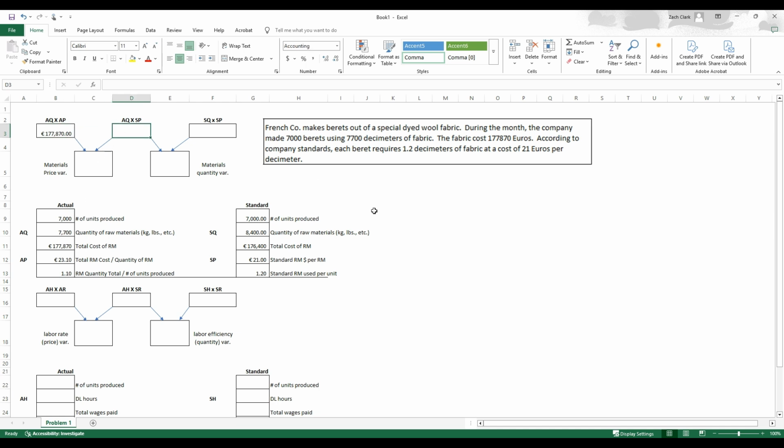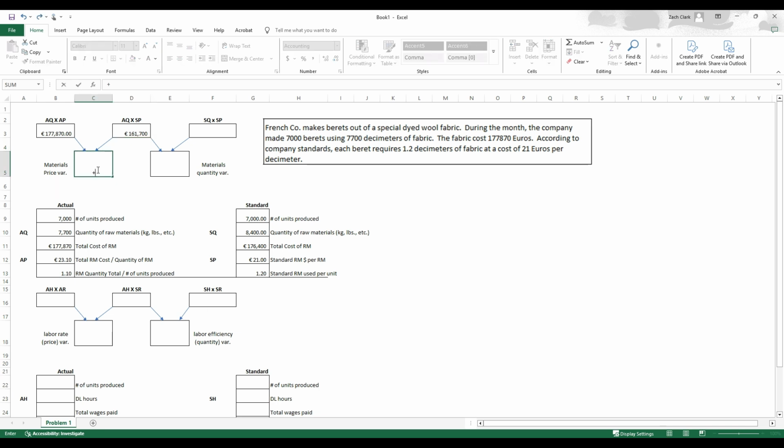And so that's that. And then we're going to want to take our actual quantity of 7,700 here times our standard price down here. So 21. Again, let's use our little format deal there. And so if we take 7,700, which is our actual quantity used, and we multiply it by the standard price, we would end up with $21.